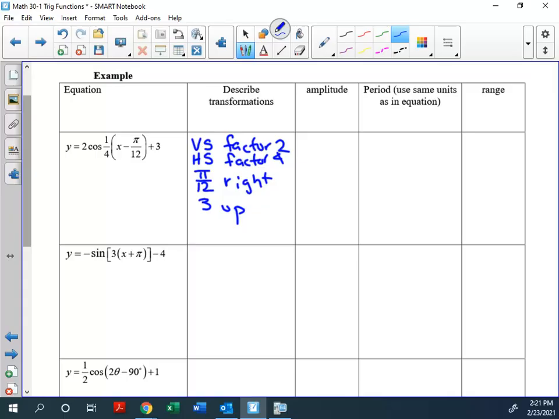Amplitude. Just look at the absolute value of A, 2. No trick, it's exactly that. The period. Well, we notice that we're using radians. So my base period is 2 pi. And I divide that by the B value, giving me a period of 8 pi.